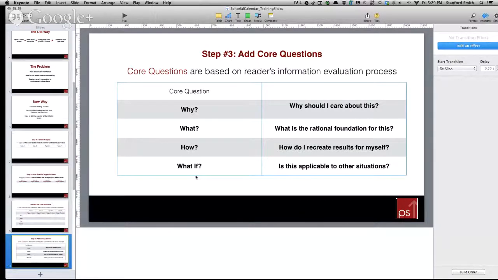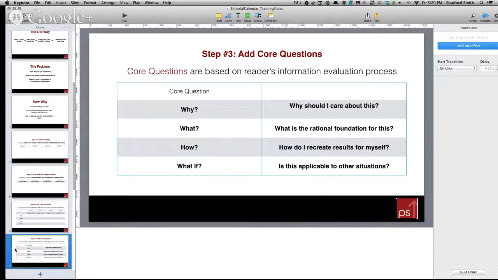So these are your what if people. And by understanding those 4 areas, you're able to create blog posts that target each one of them. Those are the core questions that I'm talking about.